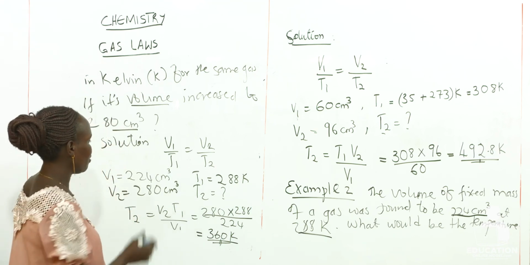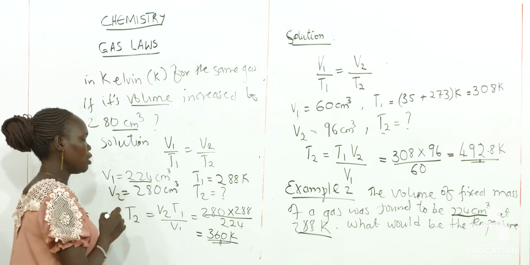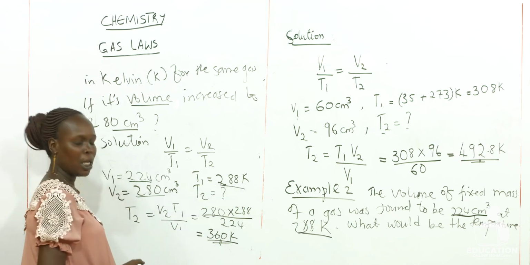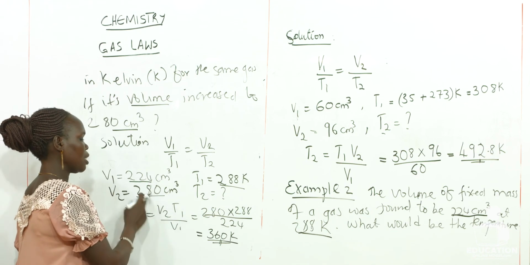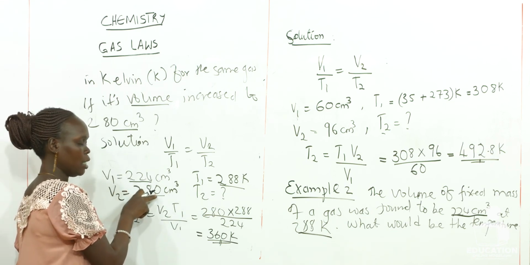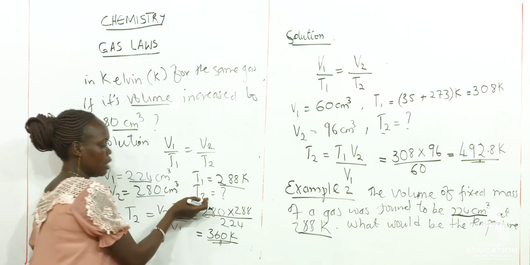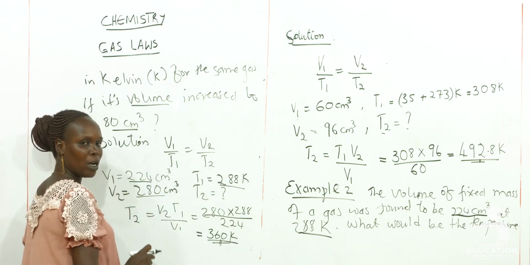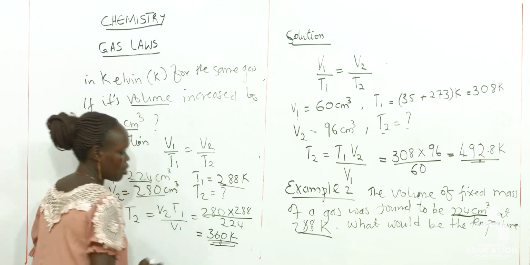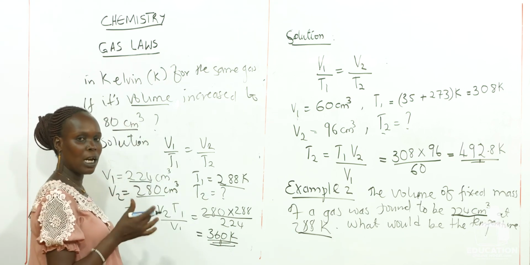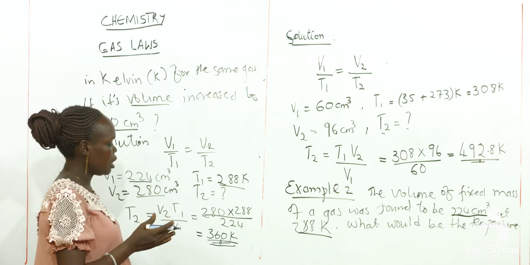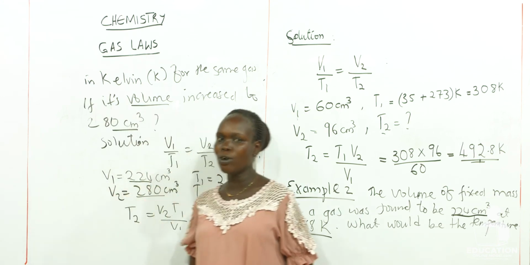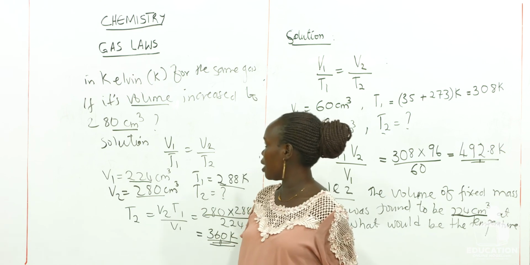When the volume increases, we have seen that the volume was 224 at a temperature of 288. When the volume 2 is 280, it means it has increased from 224 to 280. When there is an increase in the volume, the temperature also has to increase. So the temperature has changed from 288 to 360.